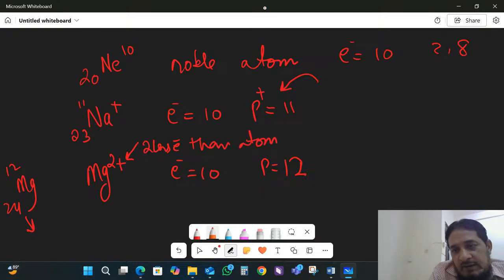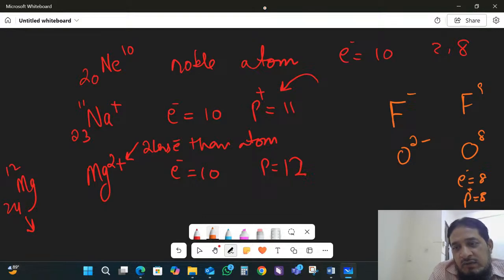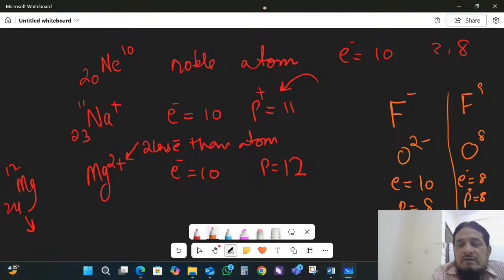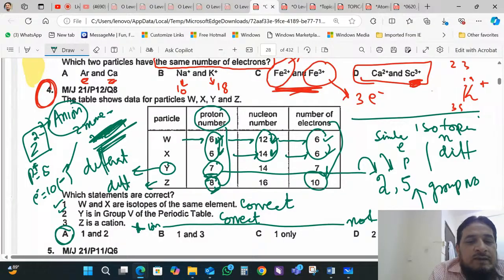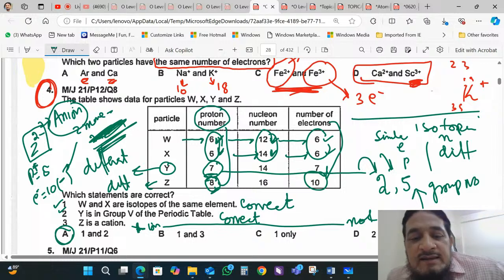Okay, if I write for fluorine, F minus and F 9 19, or oxygen 2 minus and it is 8 16. It is having 8 electrons, 8 protons. Negative and positive are equal, so that is the atom. Minus 2 means that this will have 2 extra electrons. Its electrons will become 10 and the protons will remain the same, 8. Okay, so when you are doing the exam or the test, you should be rechecking as well.